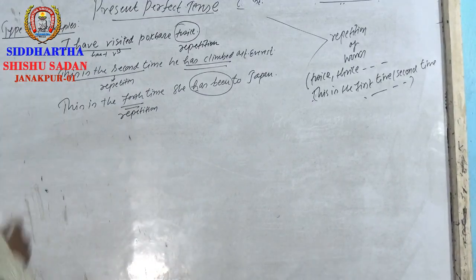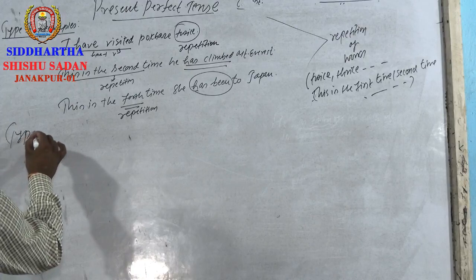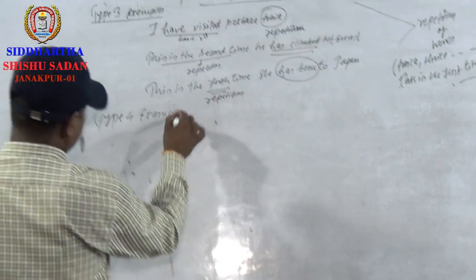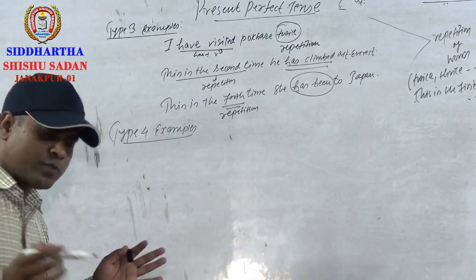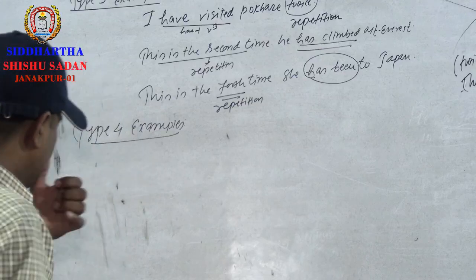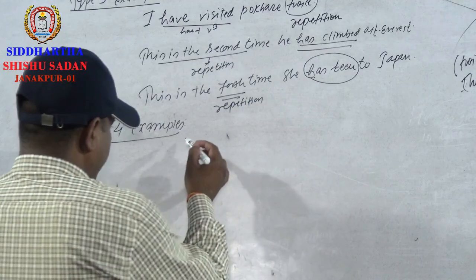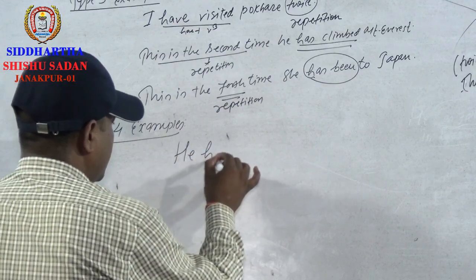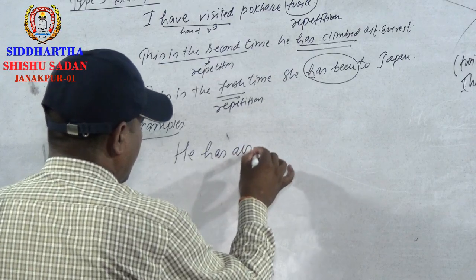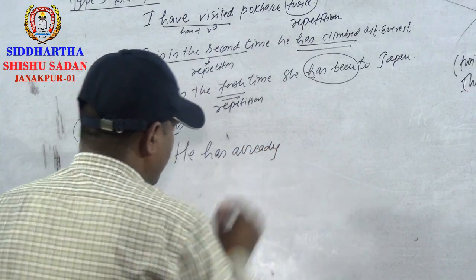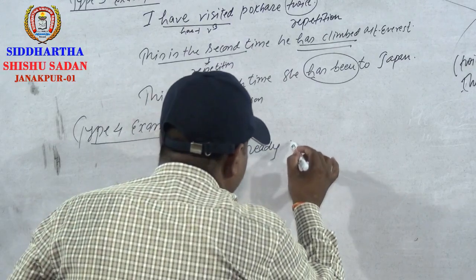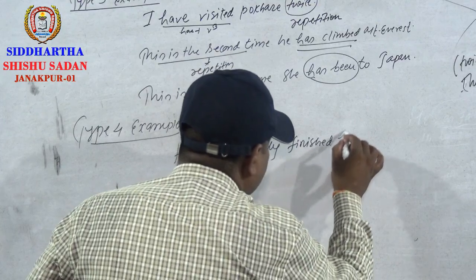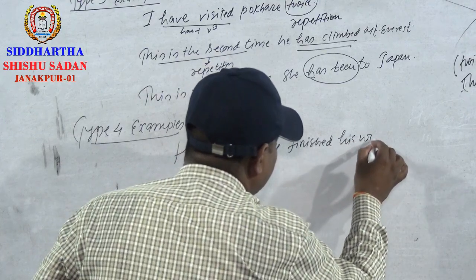Type 4 examples. Students, very important from the examination point of view. So, please concentrate. He has already finished his work. He has already finished his work.